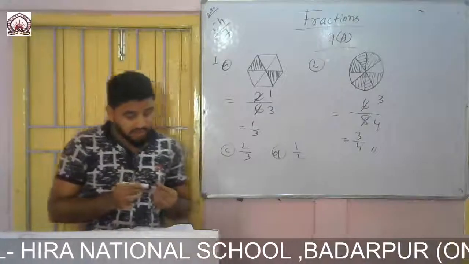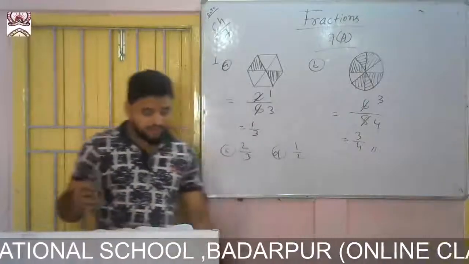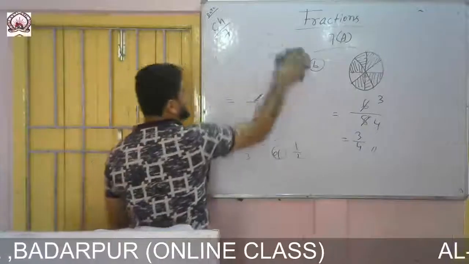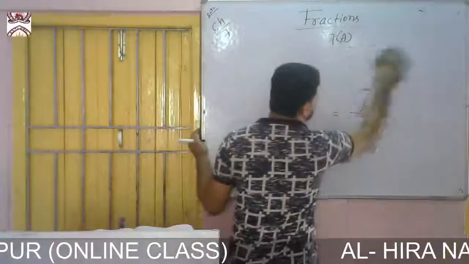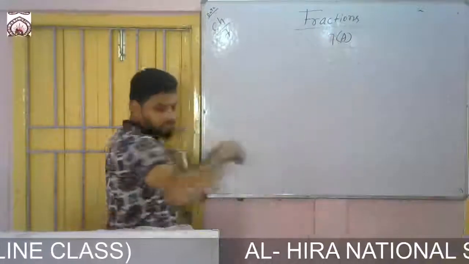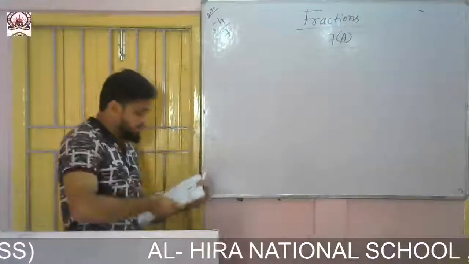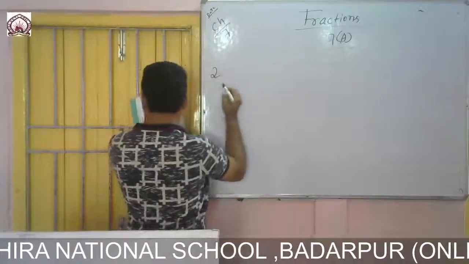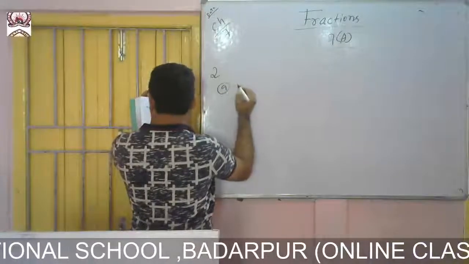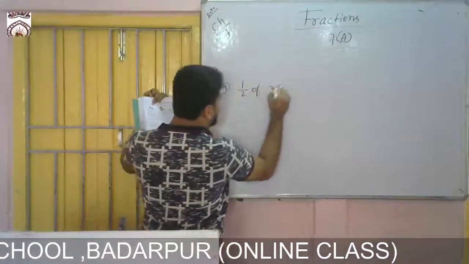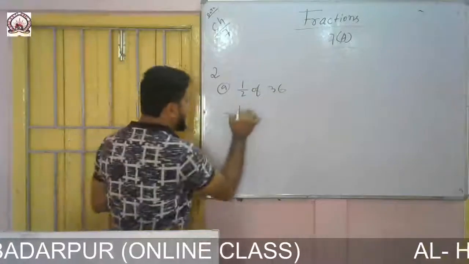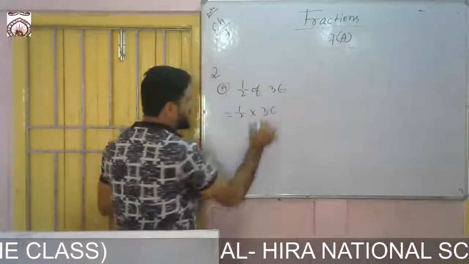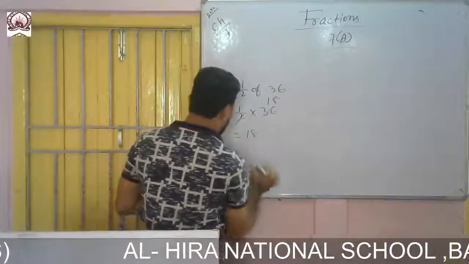Now come to 2, fill in the blanks. Half of 36. So half of 36 means 18. So do like this, by cancelling. So question number 2, number A, half of 36. Half of means into 36. So 2 1s are 2, 2 18s are 36. So the answer is 18.